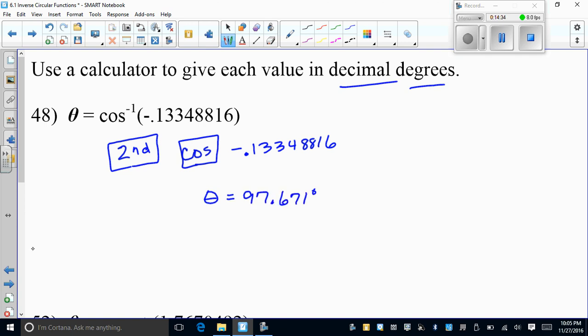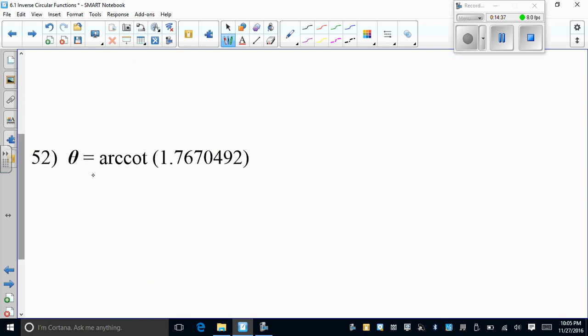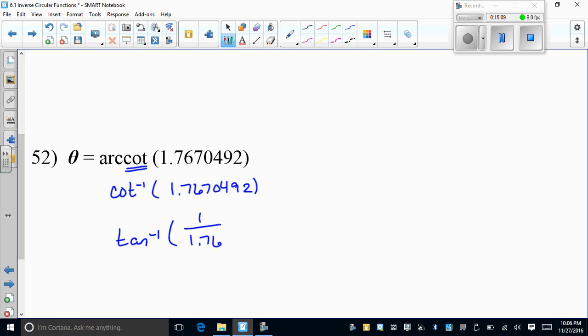So the next one, how to put this one in the calculator. Since we do not have cotangent on your calculator, we have to play with this a little bit. So this is arc cotangent of 1.7670492. Reciprocal cotangent is tangent, so arc tangent, and then put it in the calculator as 1 over 1.7670492, or do the arctangent of 1.7670492 to the negative 1 power.